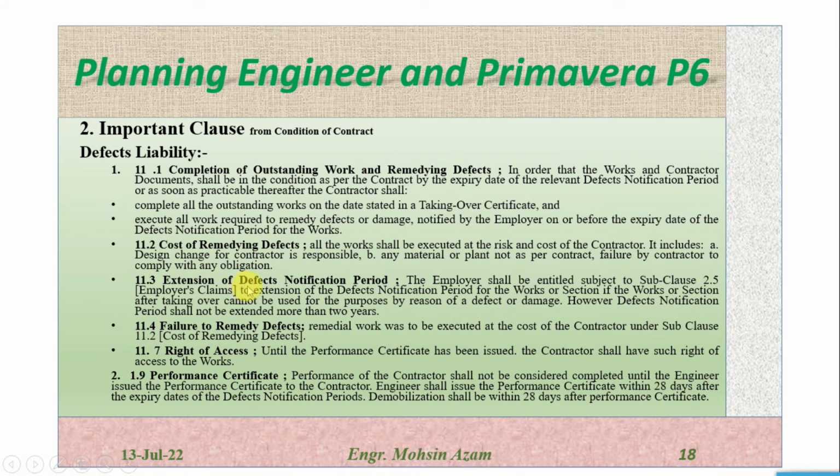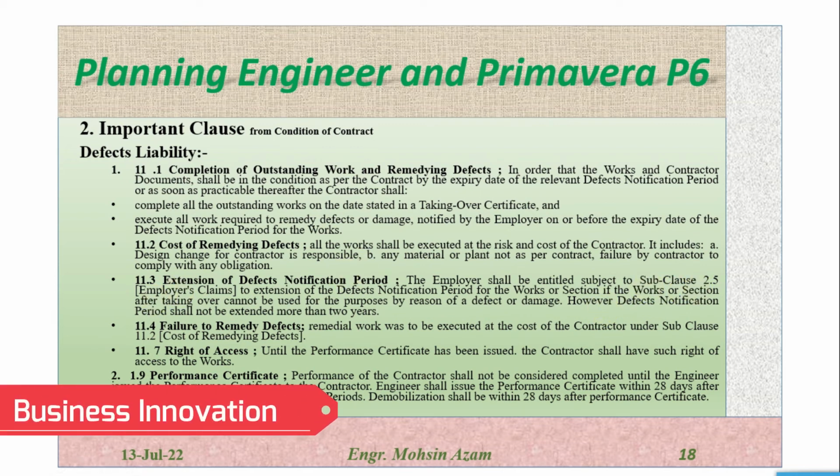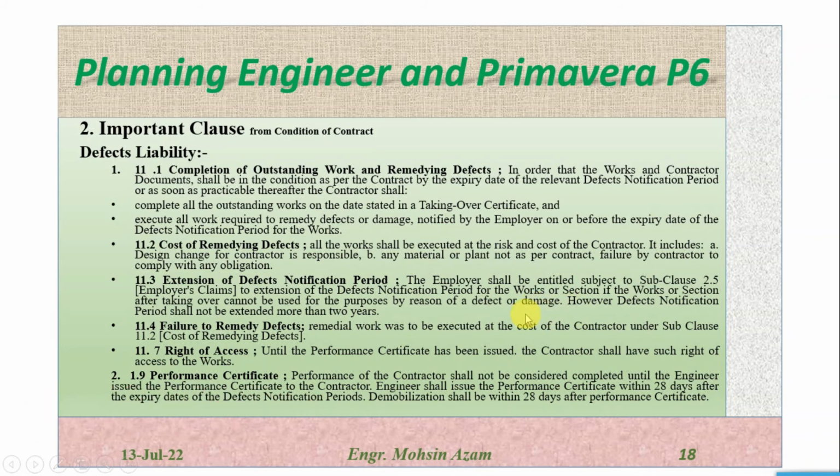11.3 is extension of defect notice period. The employer shall be entitled, subject to sub-clause 2.5, employer's claims, as we discussed before, to extend the defect notice period for the work or section if the work or section after the taking over certificate cannot be used for its purpose by reason of a defect or damage. However, the defect notice period shall not be extended by more than 2 years. So, as per sub-clause 2.5, the employer can extend the defect notice period if, after the taking over certificate, the employer is unable to use the part or section of the project due to a defect or damage, but he cannot extend it to more than 2 years.